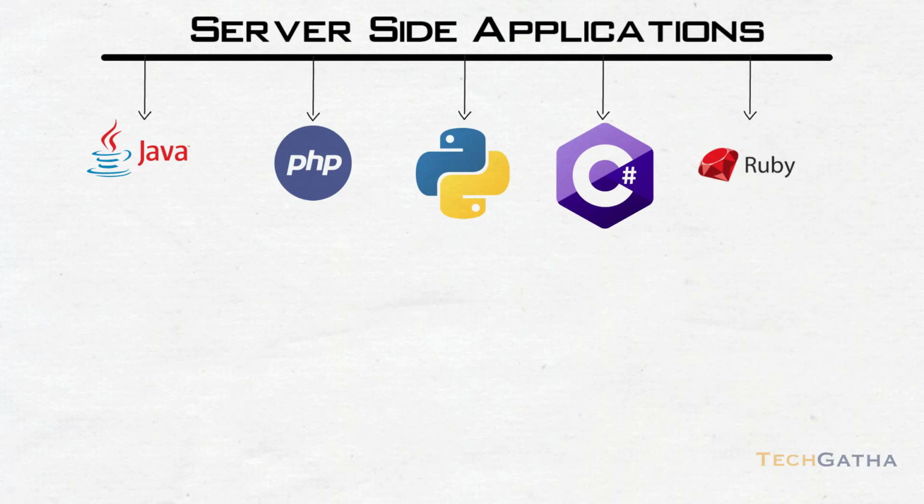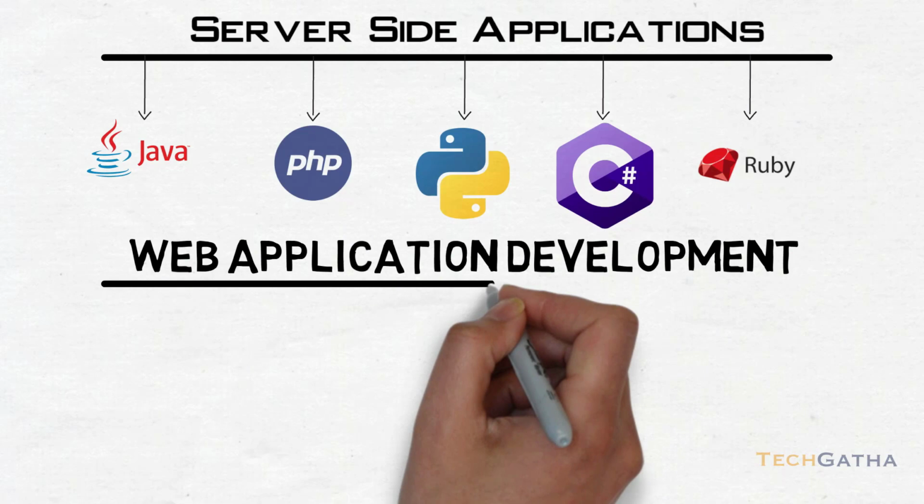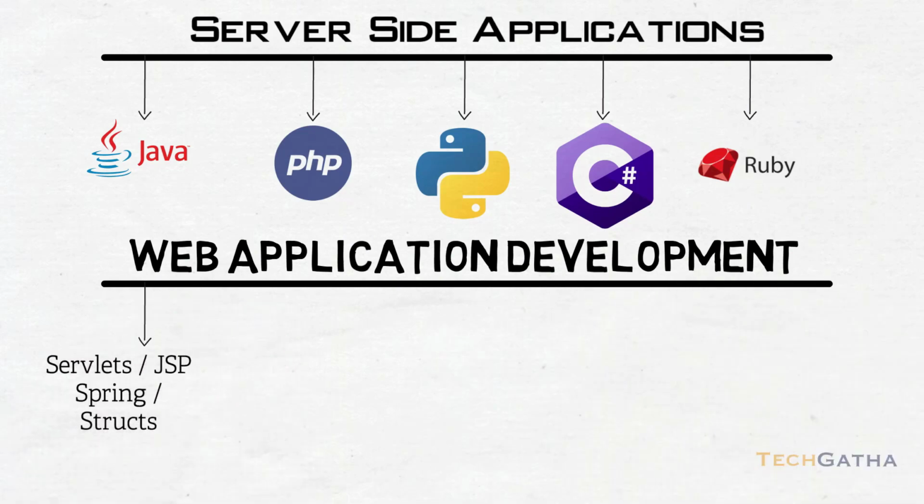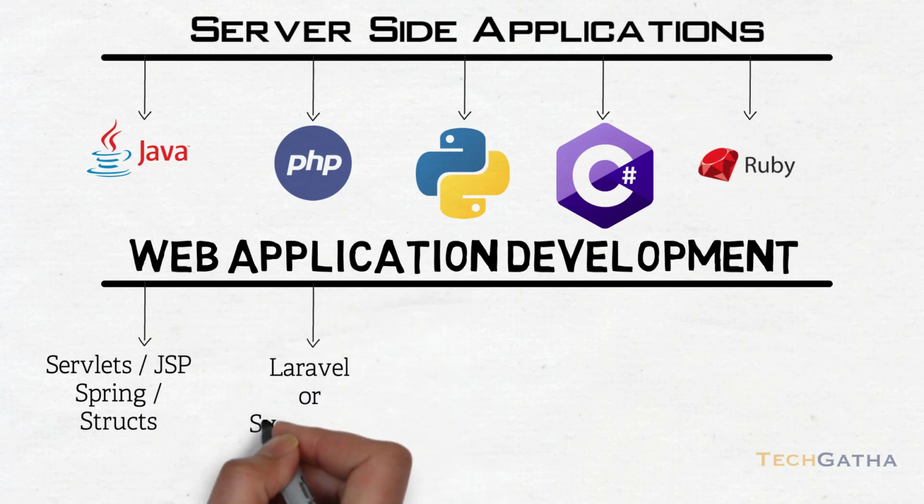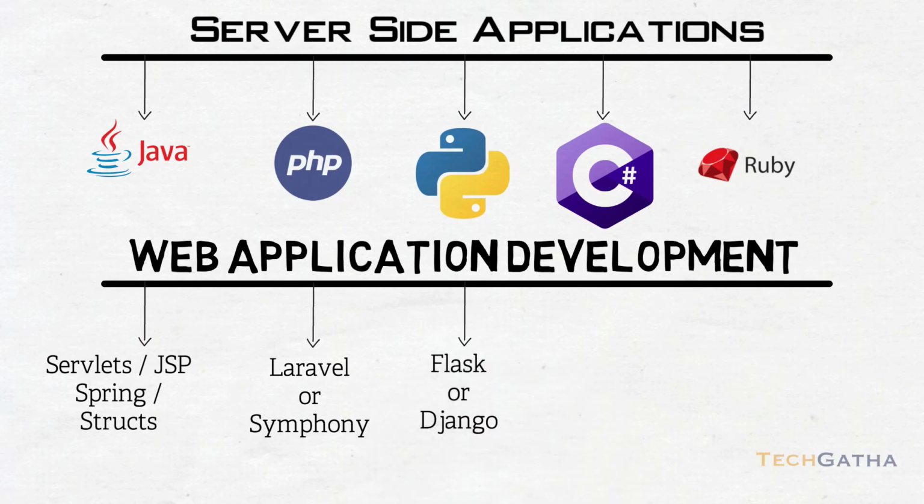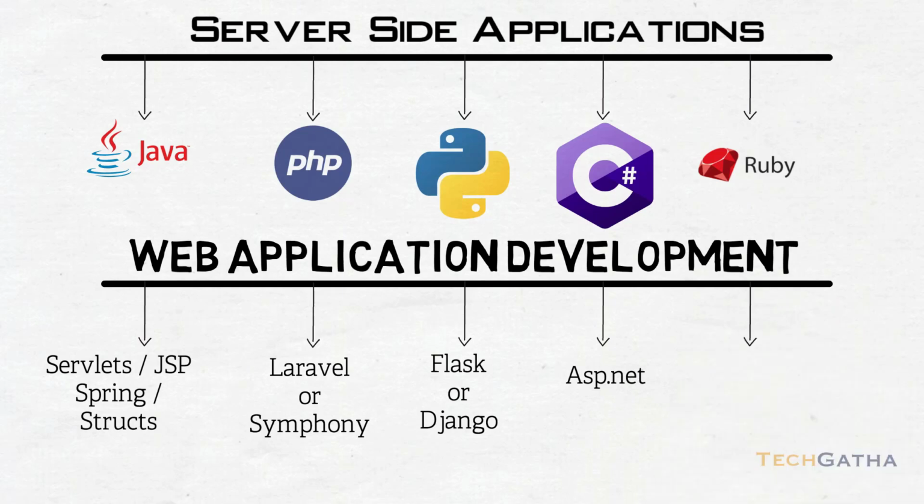These languages provide various web application development frameworks, like for Java, it's Servlets, JSP, Spring, Struts. For a PHP application, Laravel or Symfony. For Python, you can use Flask or Django. For C#, you can use ASP.NET. For Ruby, Ruby on Rails.